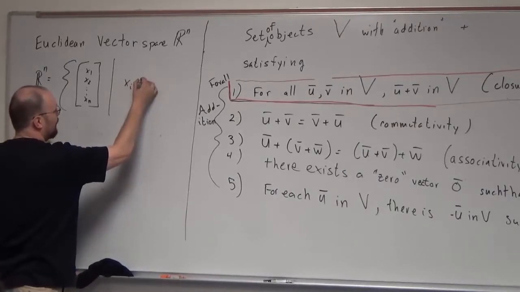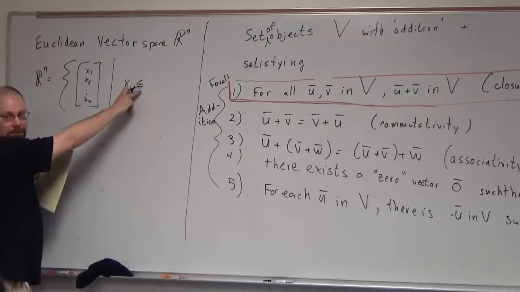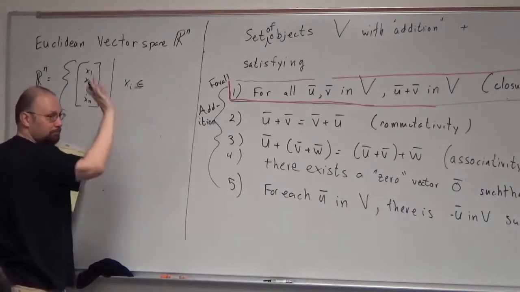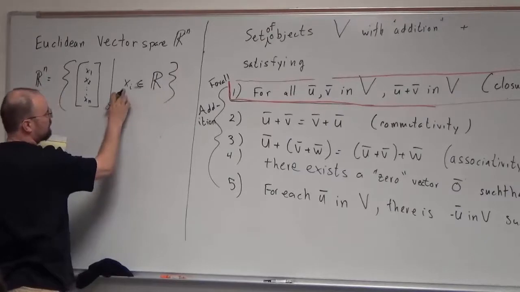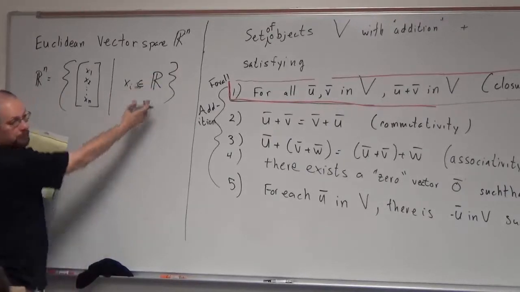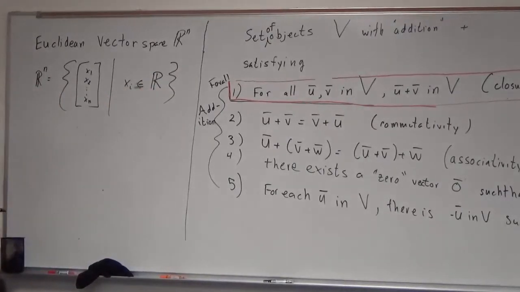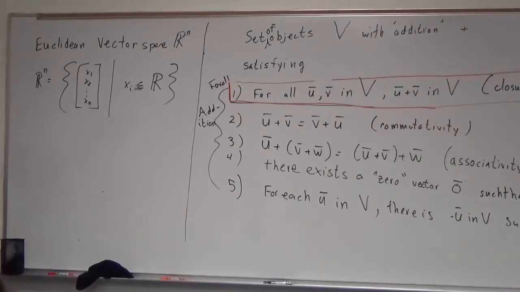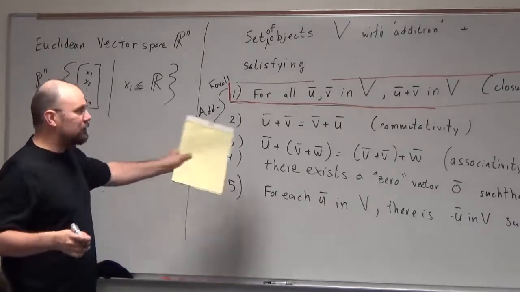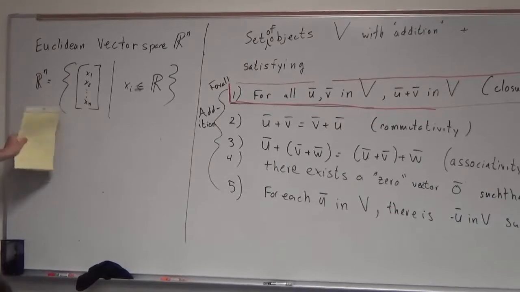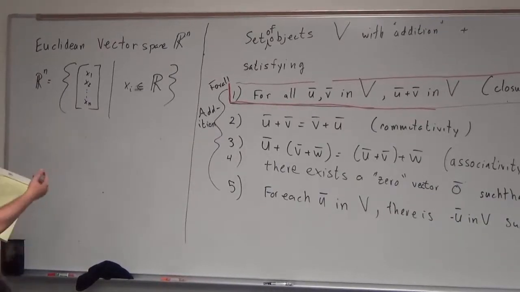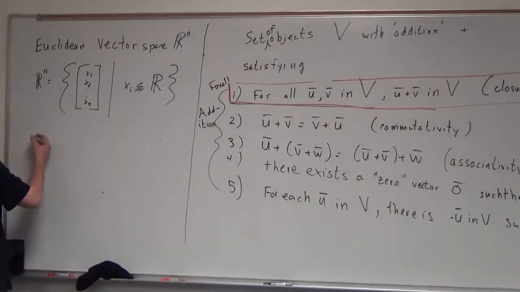Are you guys comfortable with the symbol element of? So this just says xi is a real number. It's in the set of real numbers. And we're used to dealing with these, and this will definitely satisfy all the properties, right? We'll look at some other examples which may be more interesting.